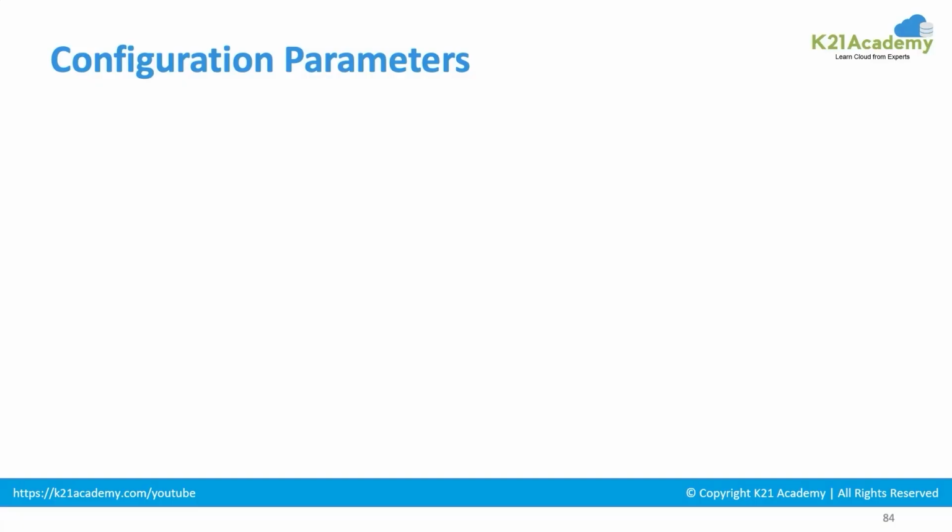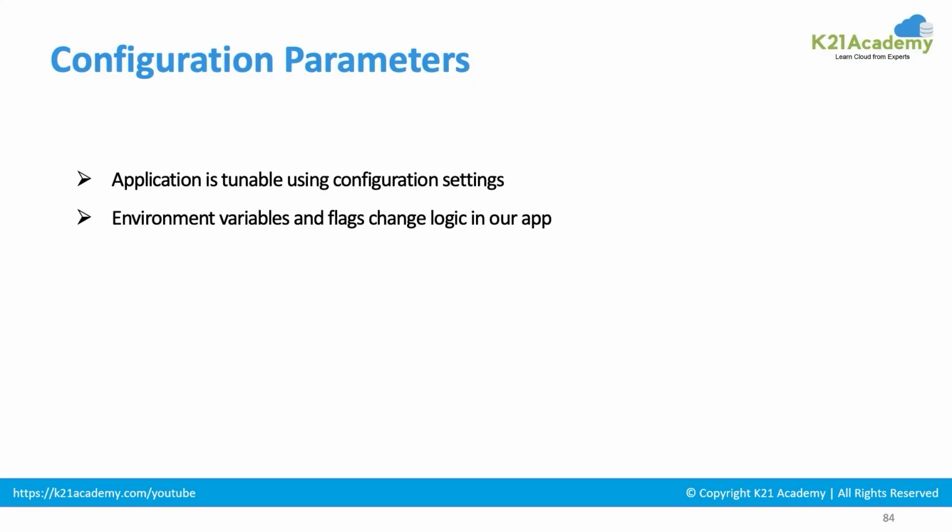We would discuss some configuration parameters which we can pass to our containers, and there are different ways in which we can pass these configuration parameters, making it more secure as well as more editable and manageable. When we say it is a configuration parameter, it is some setting which is helping us tune our application to execute better. It is either an environment variable or a flag which changes some specific logic inside my application.